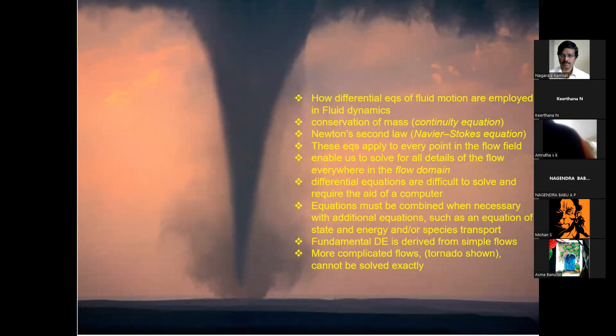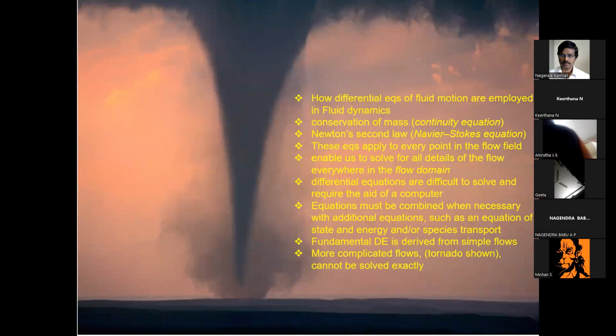By making use of Newton's second law of motion, the momentum gets conserved. The rate of change of momentum, dp by dt, gives you something. This was dealt with by two great scientists, Navier and Stokes. Navier worked on the experimental part and Stokes worked on the theoretical part. Together, there is a set of equations known as the Navier-Stokes equations.